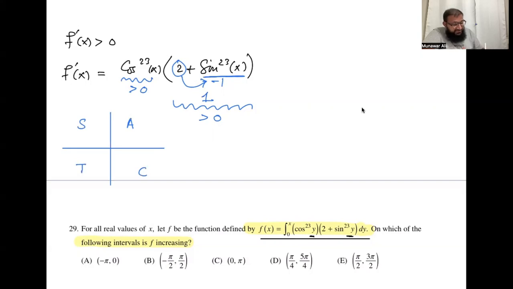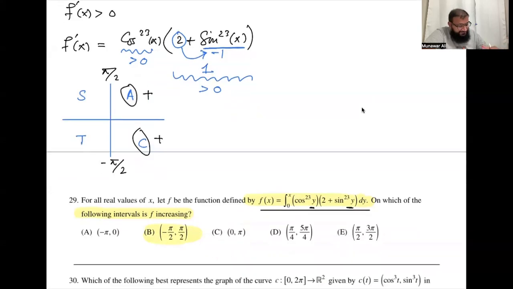So in the first quadrant, all are positive. And in the fourth quadrant, cosine is positive. So we are looking for where cosine is positive. Cosine is positive in the first quadrant and fourth quadrant. So it takes values from negative pi by 2, which is negative 90, to positive 90. So cos is positive between negative pi by 2 and positive pi by 2. This is our answer. So the correct answer is B. We are done. This is really a very simple question. You just have to apply the fundamental theorem of calculus, nothing else.